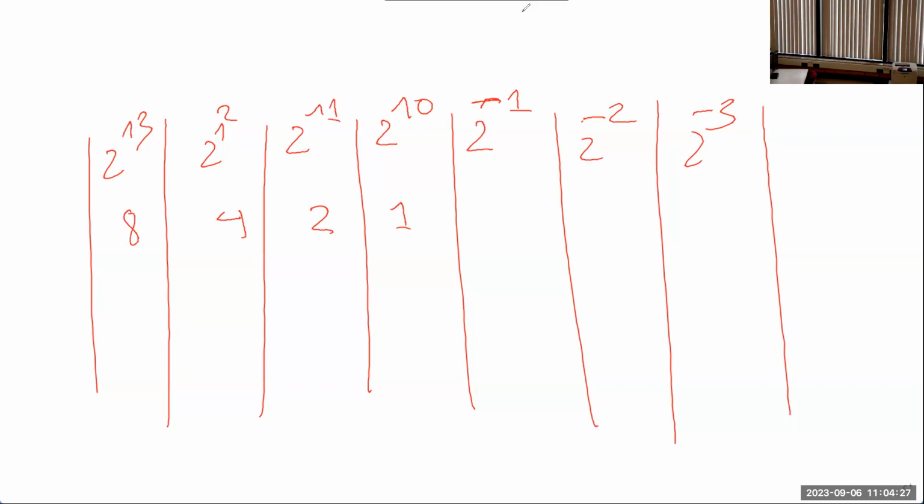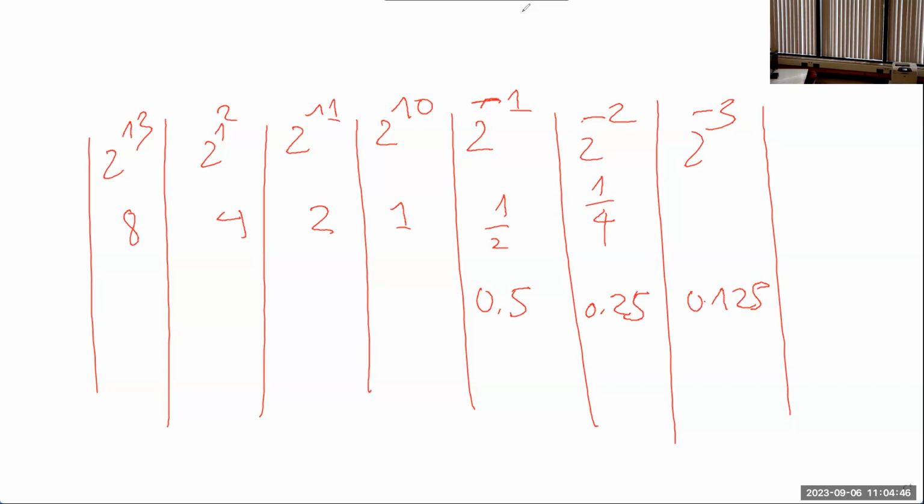This one 2 raised to -1, that means 1 over 2, that means you have 0.5. This one 1 over 4, you have 0.25. This one 1 over 8, you have 0.125 here, and so on. That's all. So what happened here?